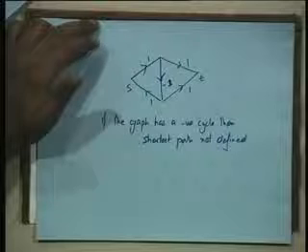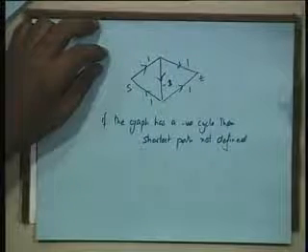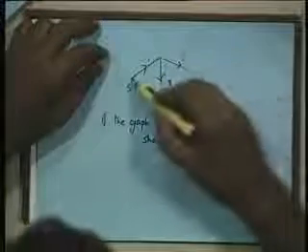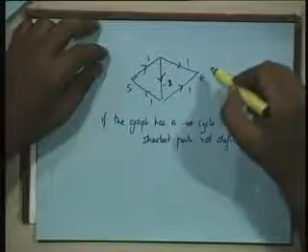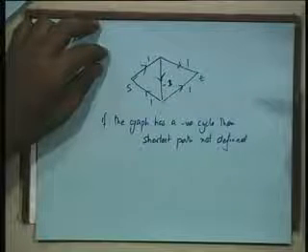But this graph need not have a negative cycle. For instance, if this edge had a length of minus 1, now what is the shortest path from S to T? Length 1. I would go like this, come down and then go like this. What would be the length of this path? 1.